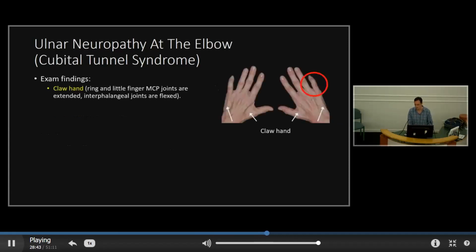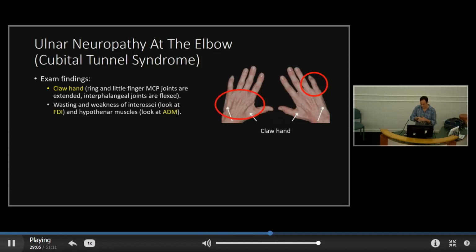Ulnar neuropathy at the elbow. We see this one a lot too when we do nerve studies. So this will classically give you a claw hand, which is the ring and little finger. So they'll be a little extended at the metacarpophalangeal joints, and the IP joints, the interphalangeal joints, will be flexed, just as shown in the picture. So you just get this sort of claw.